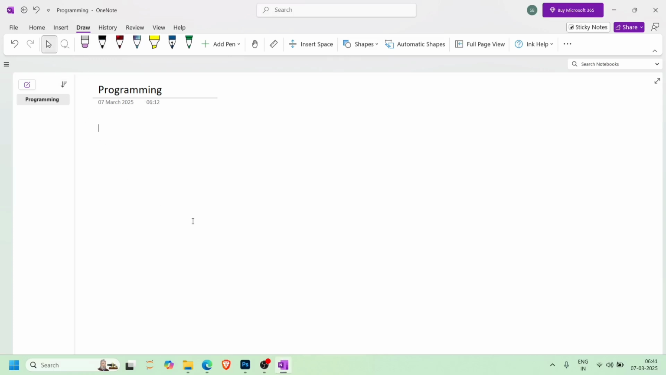The terms are: first, a program; the second one is coding; and the third one is instruction. So what do you mean by instruction, what do you mean by program, and what do you mean by coding? All these things we will learn one by one.